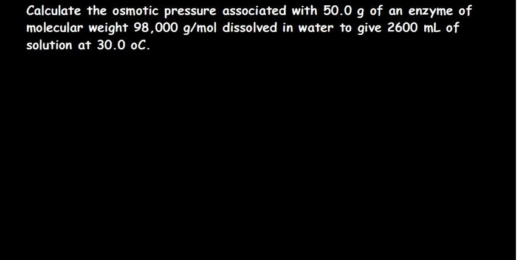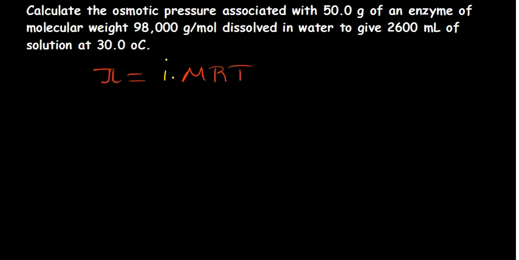Okay, so at this point we can now look at the osmotic pressure and just finish up the colligative properties practice questions. So calculate the osmotic pressure associated with 50 grams of an enzyme of molecular weight that. So osmotic pressure, we've already established that the formula is MRT. Of course, don't forget there's an i there as well, depending on the presence of an electrolyte or ions.